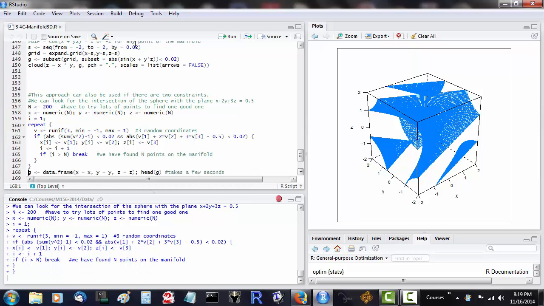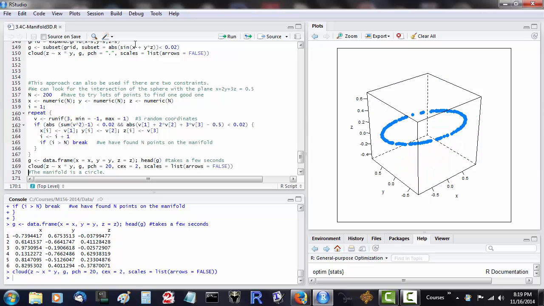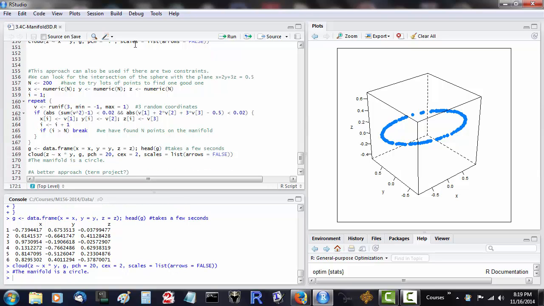If you hadn't seen that red circle before, look in the lower left, you'll see it. It'll take about 10 seconds to generate these points. Sooner or later, I've got them. I make a data frame, call Cloud, and while I don't have that many points, there's enough to show that this manifold is a circle.